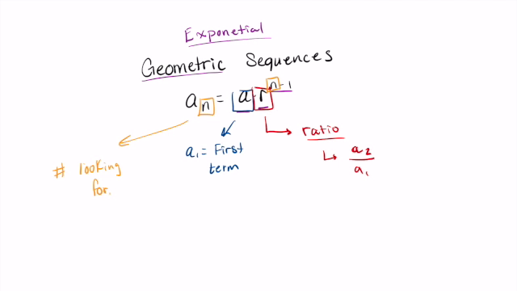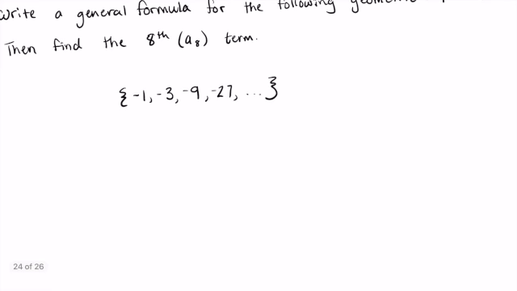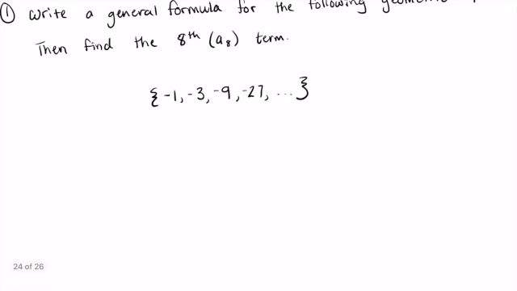Now, bear in mind, these are exponential functions. They are going to either grow or decay very quickly. So with that being said, let's jump straight into our first example and see what we have. Number 1 says, write a general formula for the following geometric sequence. Then find the 8th term.